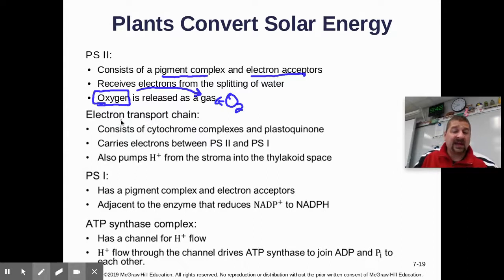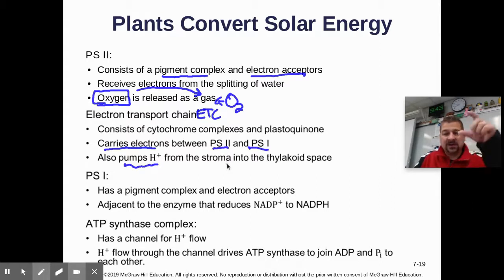When that electron is excited, it goes to the electron transport chain, which has cytochrome complexes and plastoquinone. Those are the little things where the electron's jumping, bump, bump, bump. It has an ATP synthase. It connects photosystem 2 to photosystem 1, pumping hydrogen from the stroma into the thylakoid space, which creates a chemiosmotic gradient. ATP synthase is then the opening for hydrogen ions to get back out.